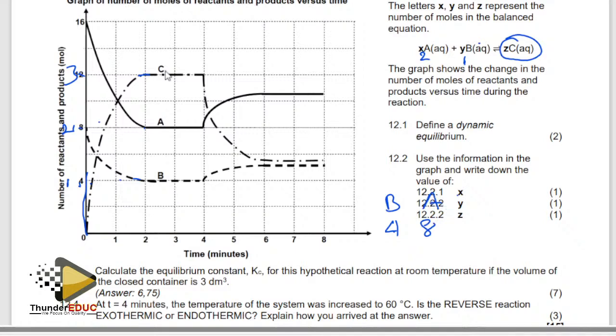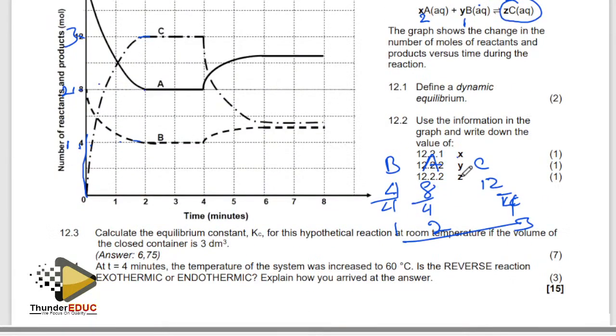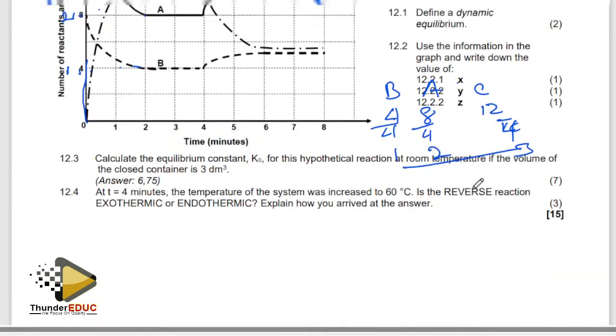And then C is 12, divided by 4, divided by 4, divided by 4. So you see it's 1, it's 2, it's 3. That's where I'm getting these numbers from. So basically C is going to be 3. I think I'm clear there. Then you see how you can identify the number of moles and stuff using the graph.